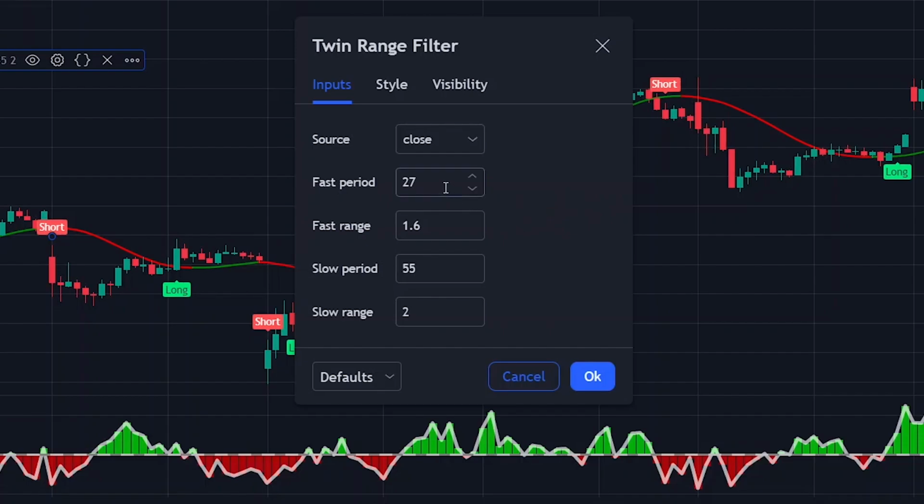Set fast period setting to 31. Next, fast range to 4.6. Slow period must be 52. And finally, slow range must be set to 4.